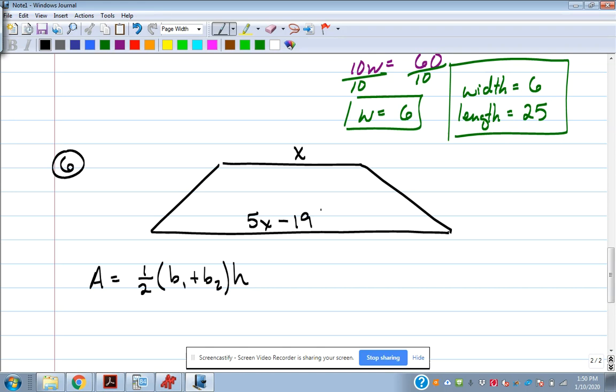And then it says the height of the trapezoid is 18 feet. Height is, they always make this little dotted line there, and that height is 18 feet. That's where that's coming from. So you would put the x and the 5x minus 19 in the place of these things in the parentheses, and the 18 in the place of the h. What goes in the place of the A?